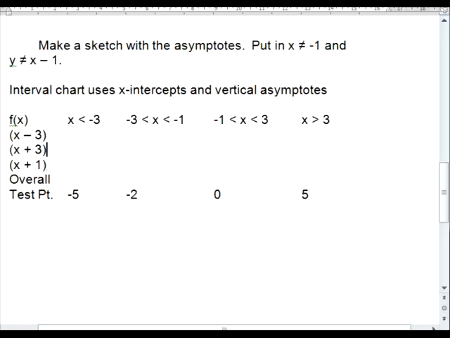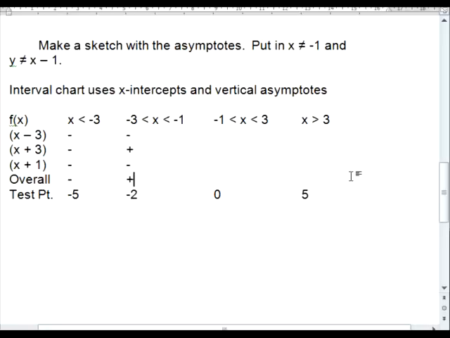Alright, now I'm just going to sub in the values. Negative 5 minus 3 is a negative. Negative 5 plus 3 is a negative. Negative 5 plus 1 is a negative. So the overall result there is negative. Same thing, negative 2 minus 3 is negative. Negative 2 plus 3 is a positive. Negative 2 plus 1 is a negative. The overall result is positive.